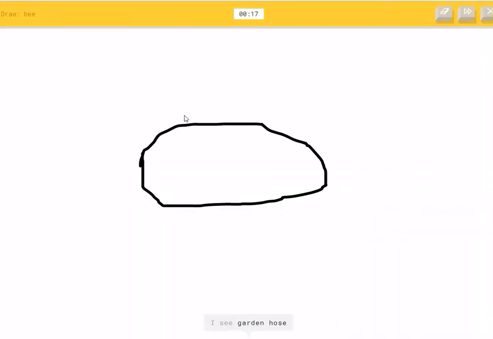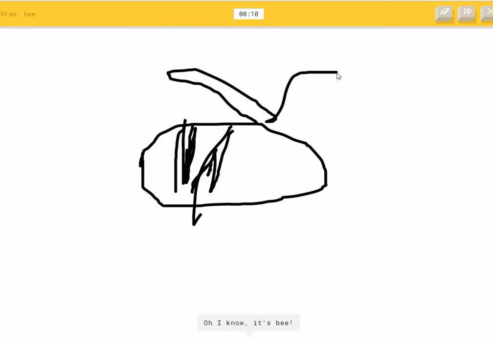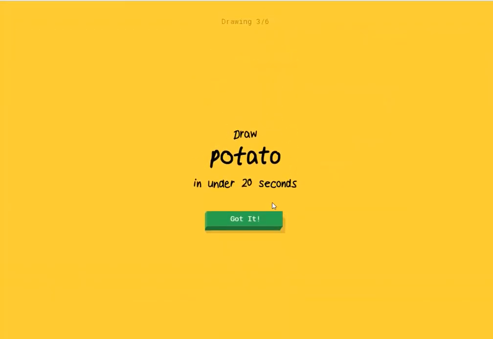I see garden hose. Or bun. Or bread. Or hat. I see harp. Or brain. Oh, I know, it's bee.